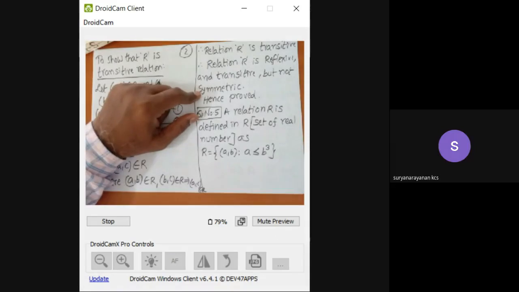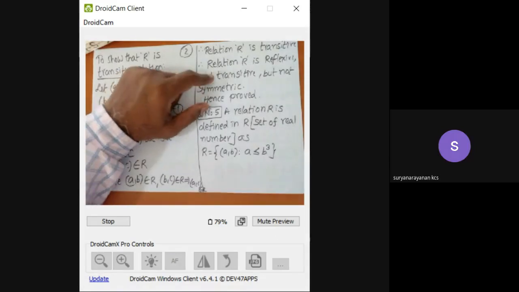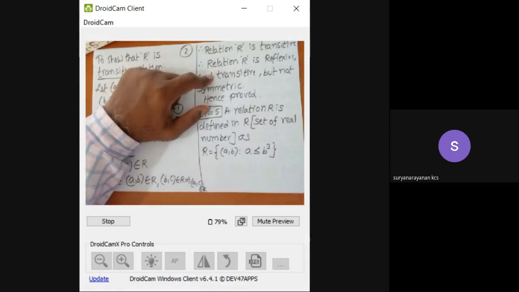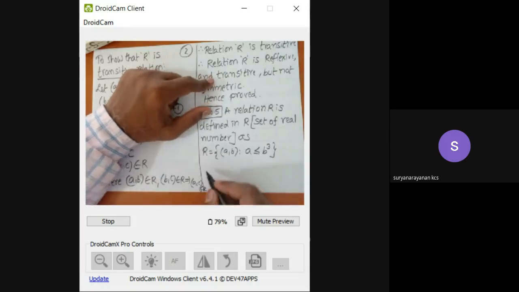Now, let us verify. Let us check whether this relation R is reflexive, symmetric, and transitive or not.